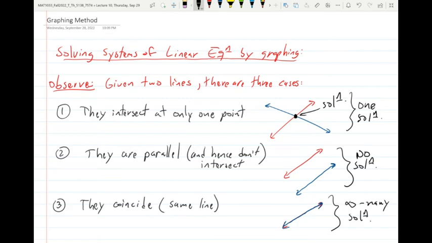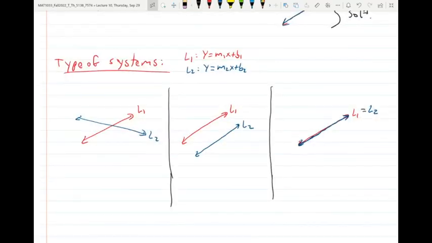So when will the lines cross at one point? If they have different slopes. If the slopes are different, you have only one solution. So that's pretty easy. Each of these cases has a name. Okay? So I'm going to summarize those cases now. So these are the types of system. Again, given two lines, these are the three possibilities.